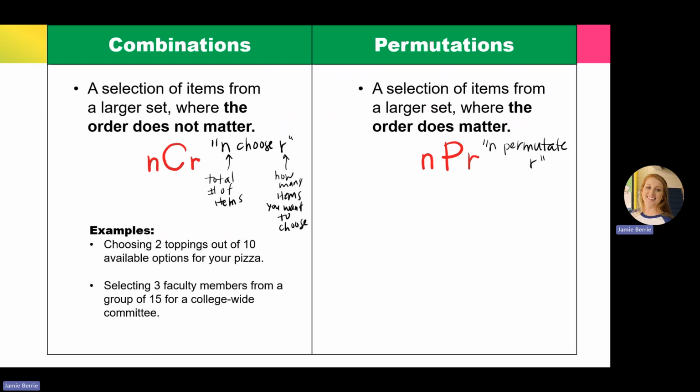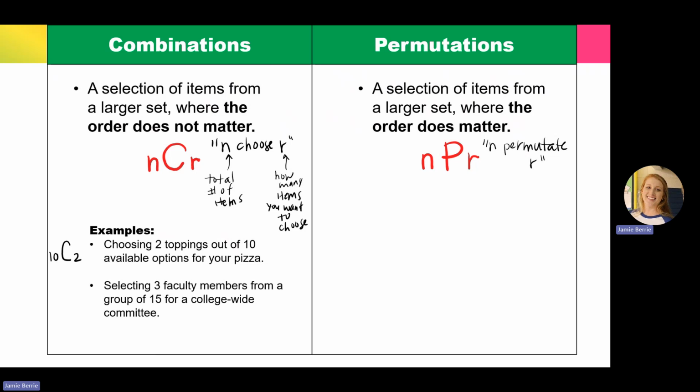So I was thinking here, like when you're ordering a pizza from Domino's or something, and you're just going to choose 2 toppings for your pizza. It doesn't matter if you click pepperoni first or olives first, right? So you're going to get the same pizza either way. So choosing 2 toppings out of 10 available options for your pizza, if we were to write this in terms of our little symbol up here, we would say 10 choose 2. So 10 toppings total to choose from, and I'm going to choose 2 of those toppings.